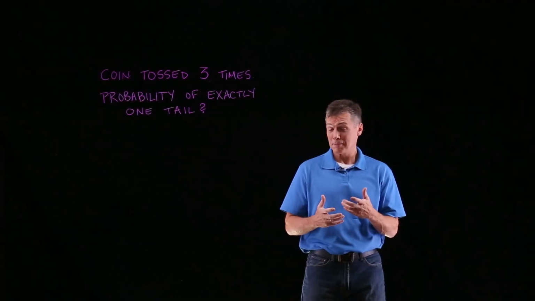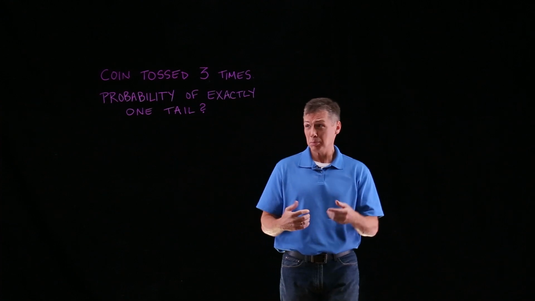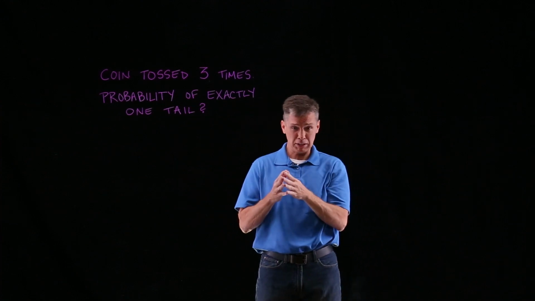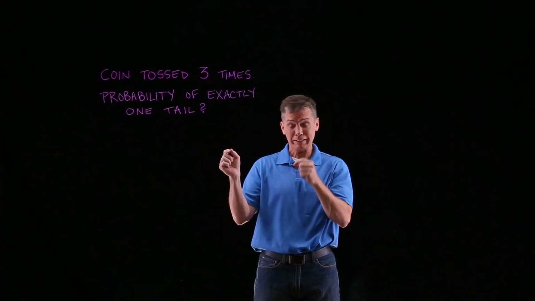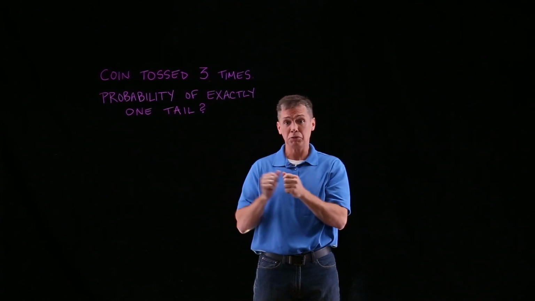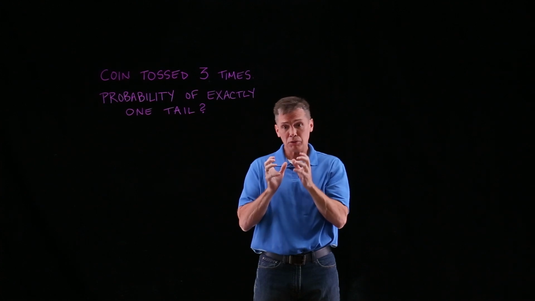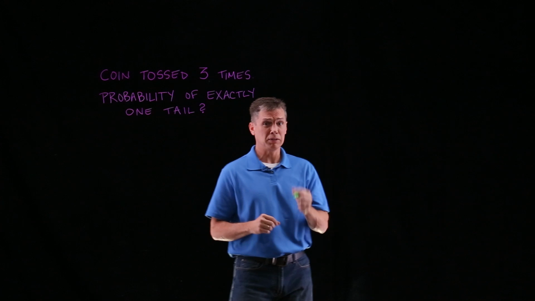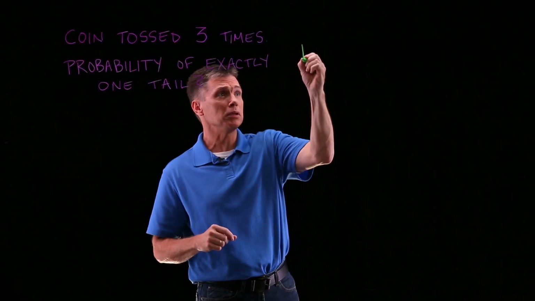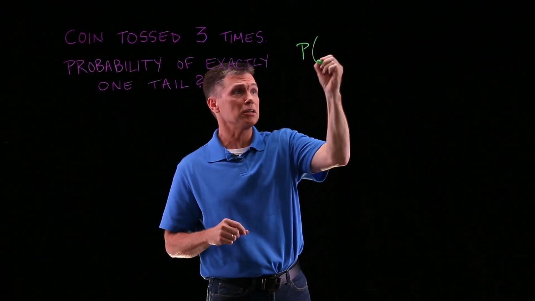Okay, in this problem, we're going to find a probability. The experiment is that a coin is tossed 3 times. Specifically, what we're going to find is the probability of getting exactly one tail in that experiment. Now, the best way to start when you're thinking of how to set up a probability problem is to think of finding that probability as a fraction.